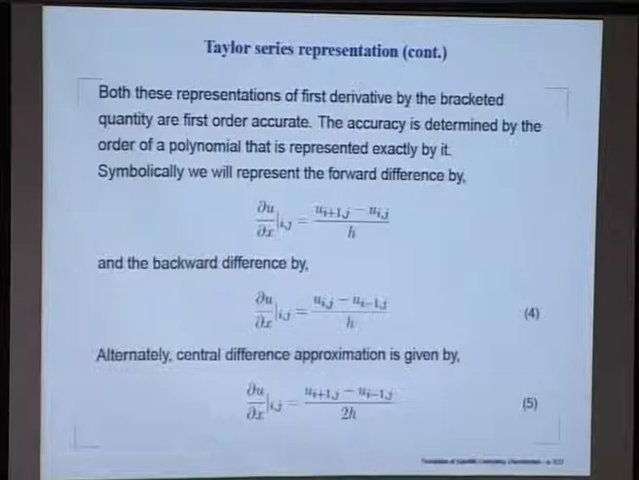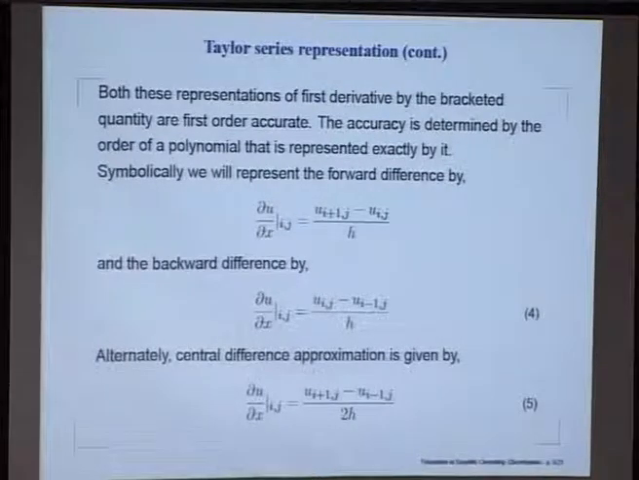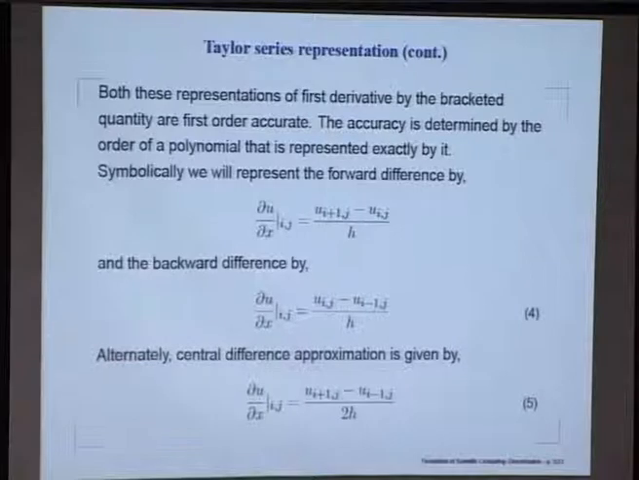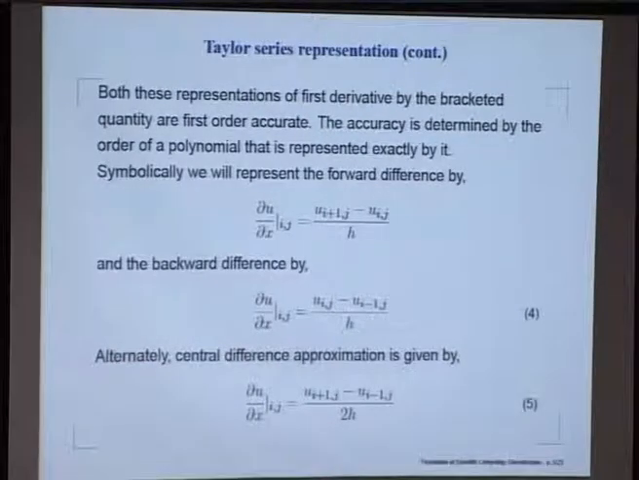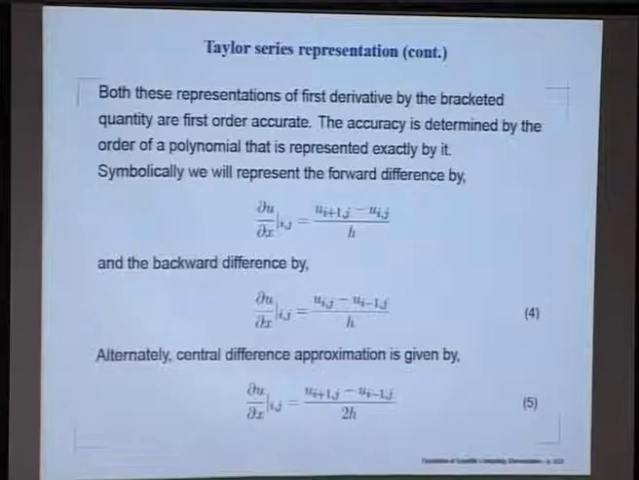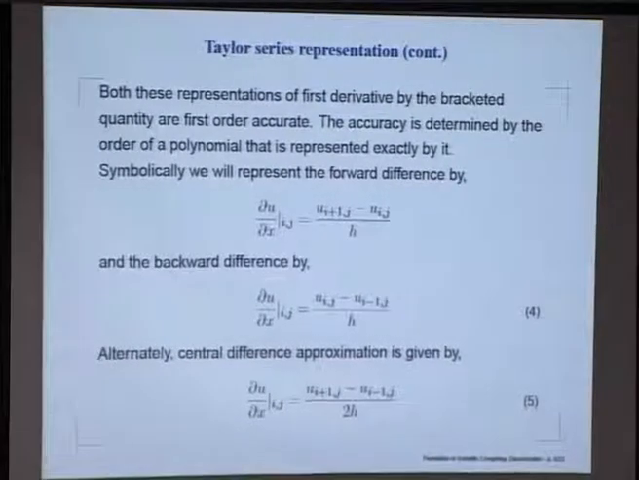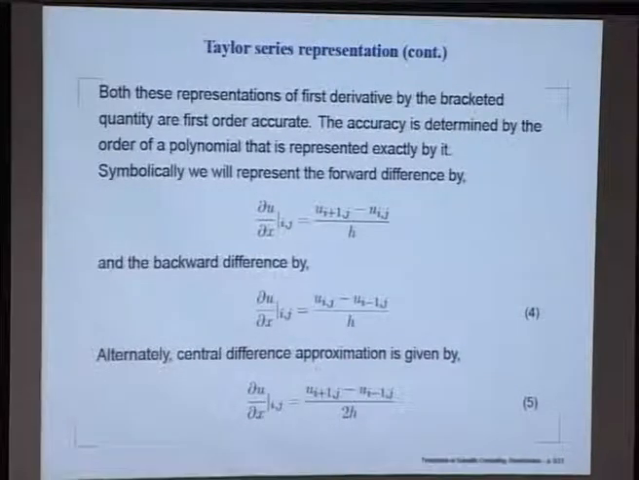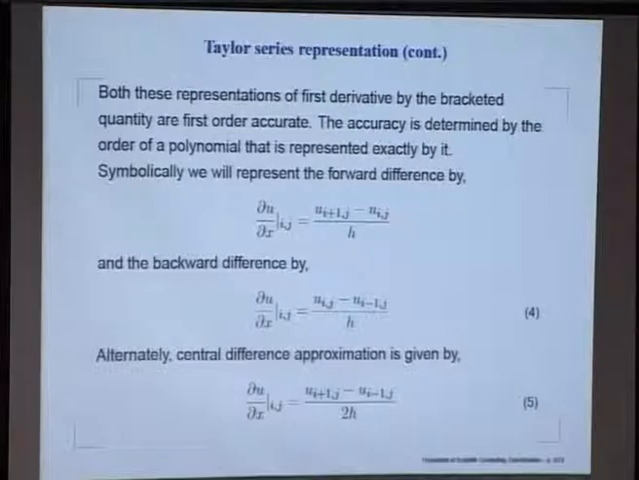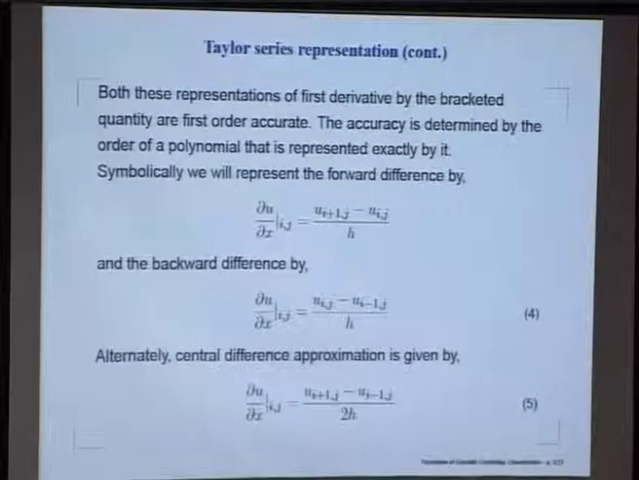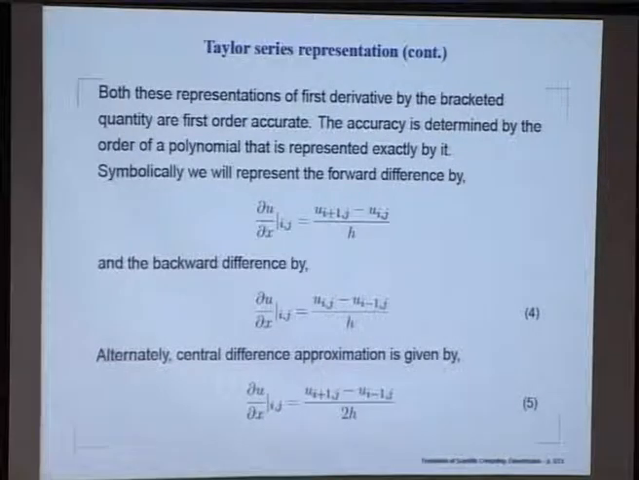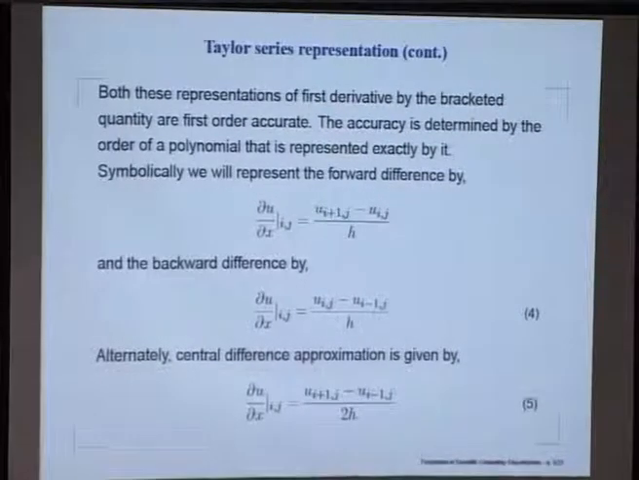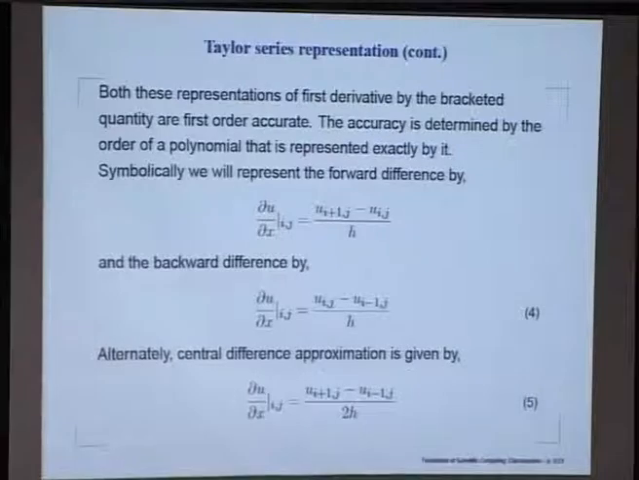However, the accuracy should be determined by the polynomial which is behind this representation that is satisfied exactly. For example, this way of writing the derivative at the node in terms of the node upfront will be called as the forward difference, and if it is done with respect to point behind in the grid notation, then we will call that as backward difference.